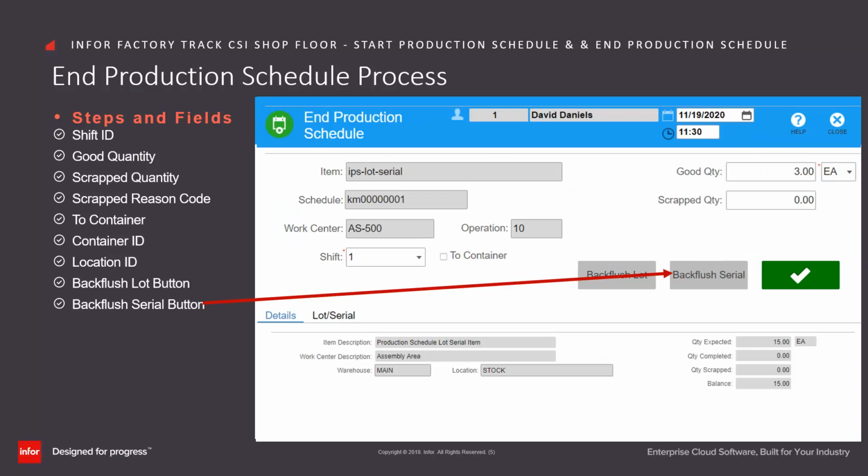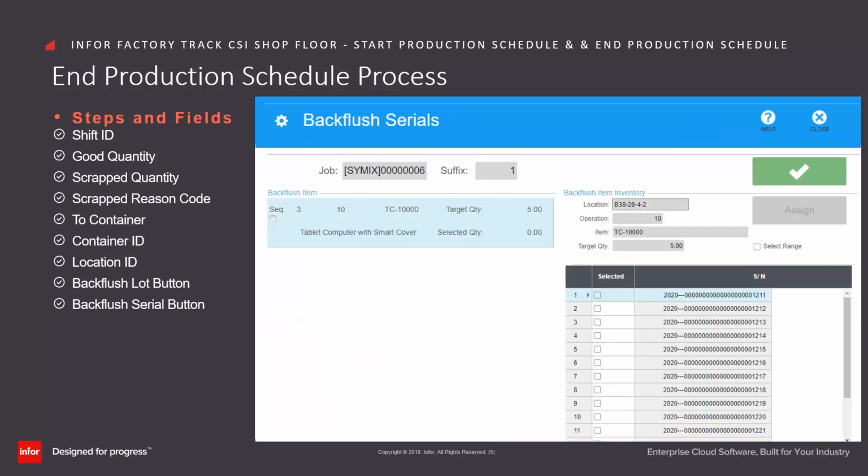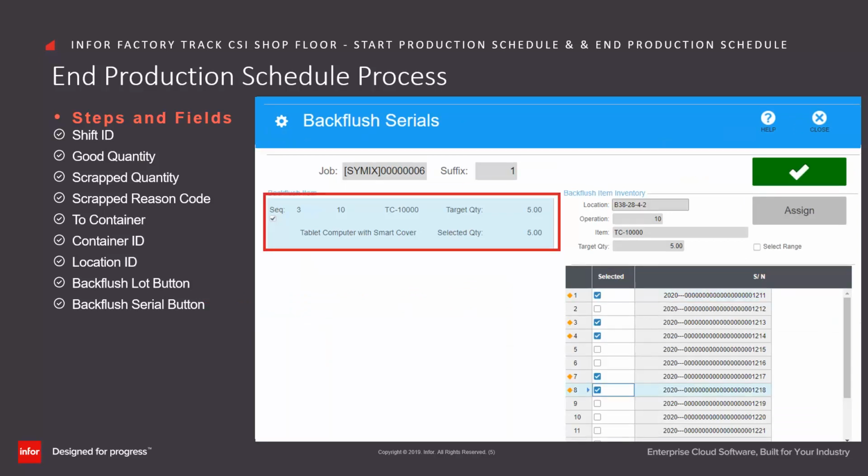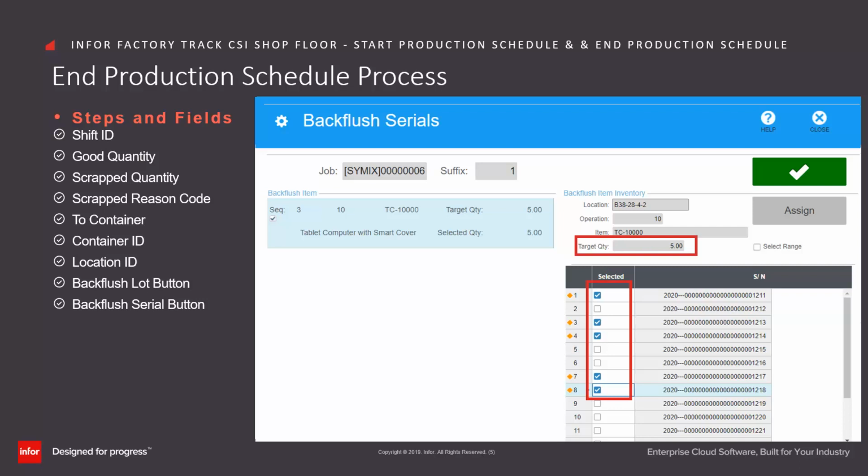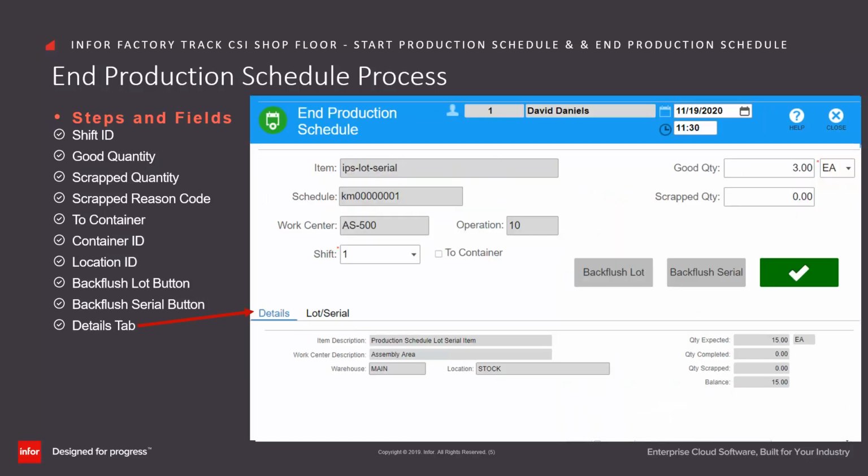If the operation has backflush materials that are serial controlled, click on the backflush serial button. The backflush serials form allows you to select the backflush serial material with which to work, select the serial numbers for the target quantity of items to assign, and save and return to the end production schedule reporting form. The Details tab displays information regarding your selections for your verification.